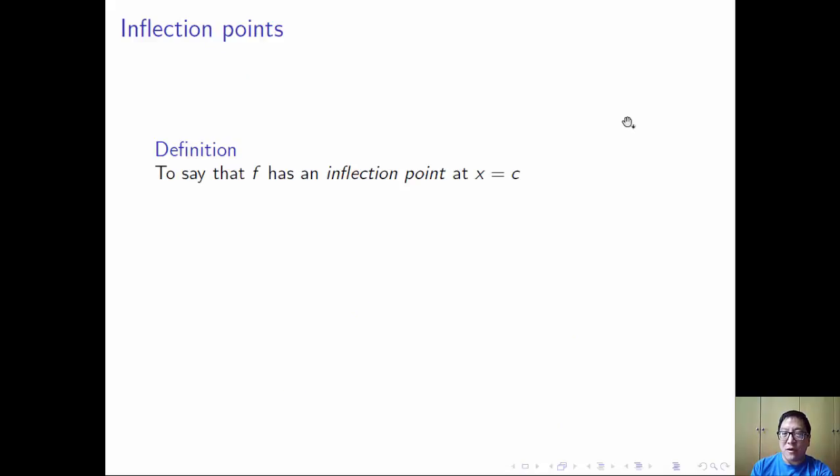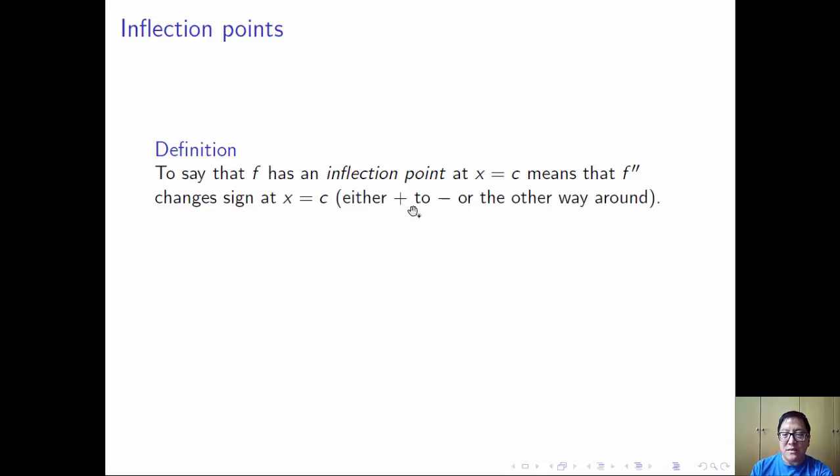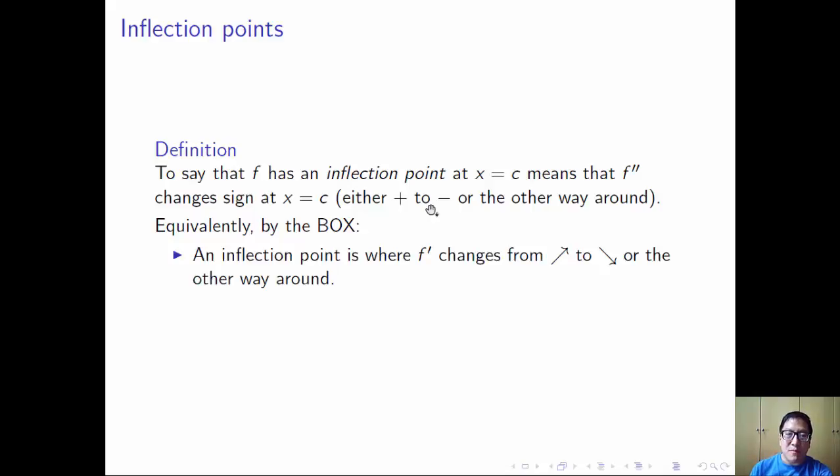One last bit of terminology and something to look for in a graph is an inflection point. To say that f has an inflection point at x equals c means that f double prime changes sign at x equals c, either plus to minus or minus to plus. So equivalently, by the box, f double prime is positive means f prime is increasing, and f double prime is negative means f prime is decreasing. So an inflection point is where f prime changes from increasing to decreasing, or the other way around.